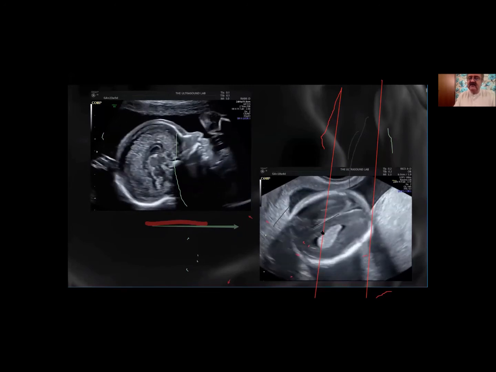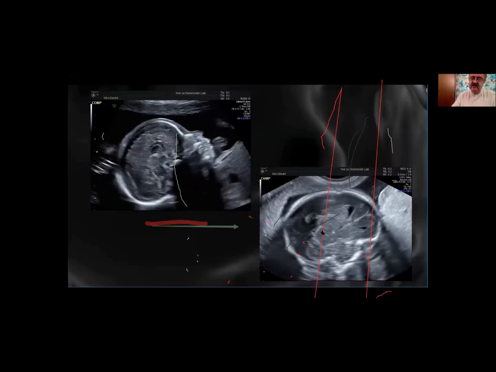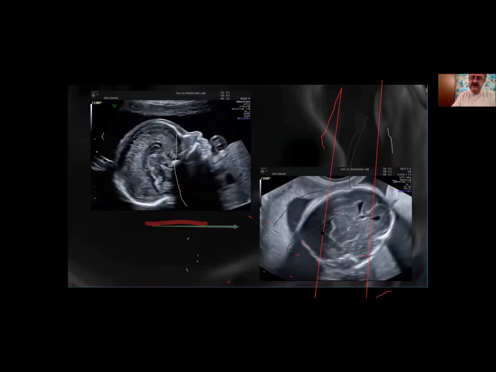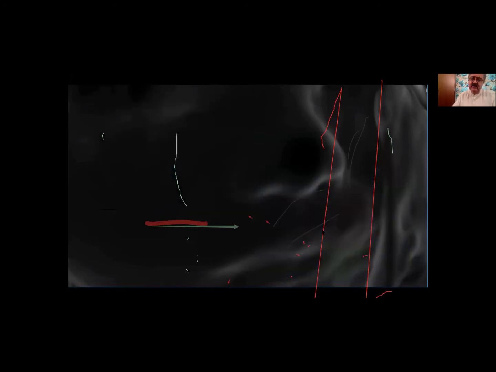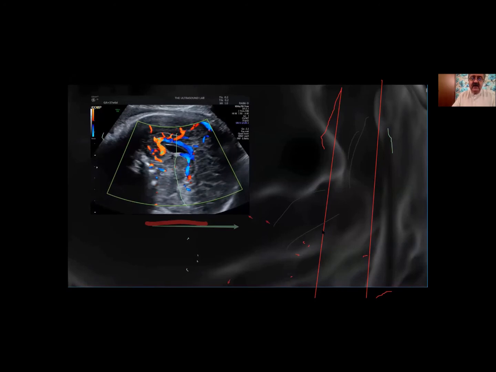So this is the kind of detail that is now available, and you should make sure that you refer cases for anomaly scan to someone who can give you this kind of detail. Otherwise, anything else is a compromise. Like I said, we might use color to demonstrate agenesis of the corpus callosum. Is my pericallosal artery showing nicely like this, or is it not?